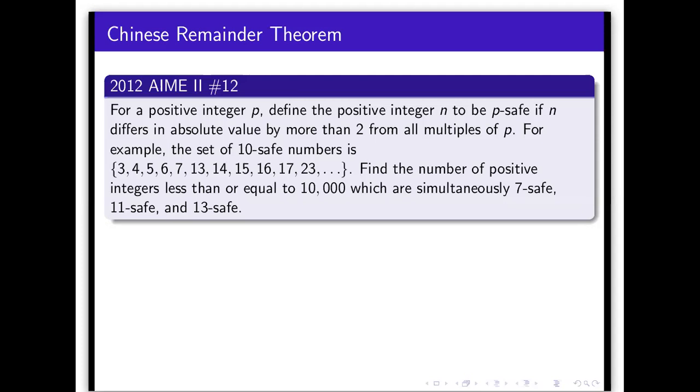So we want to find the number of positive integers from 1 to 10,000 which are all simultaneously 7 safe, 11 safe, and 13 safe. So does anyone have any ideas on how to start approaching this condition? Feel free to type in chat.